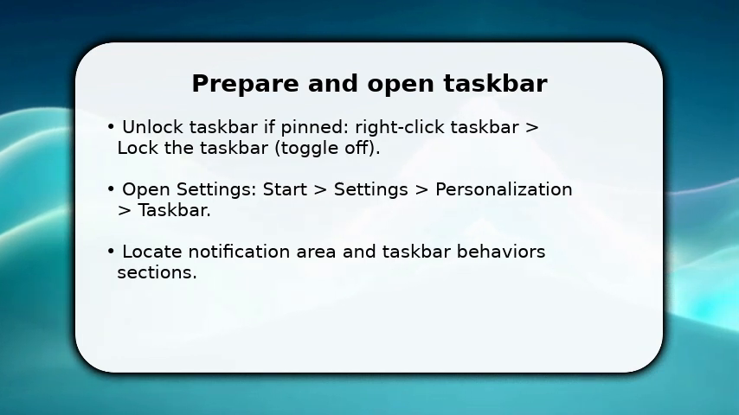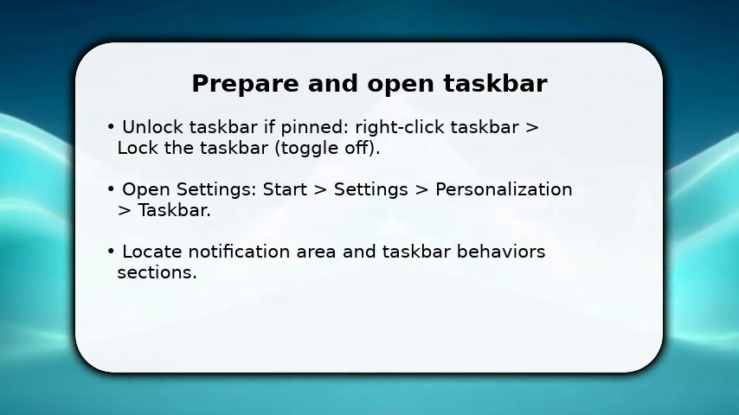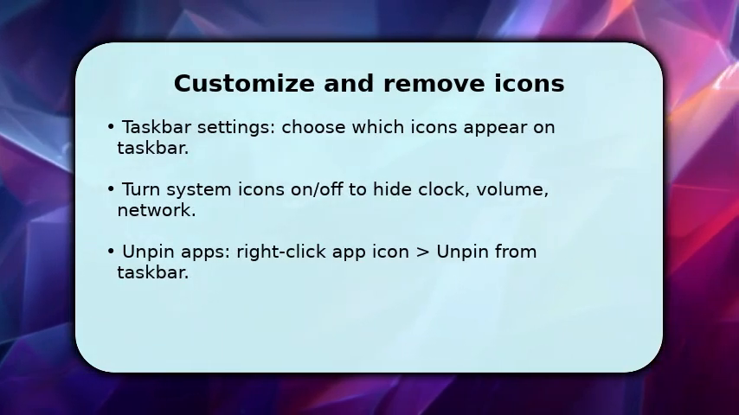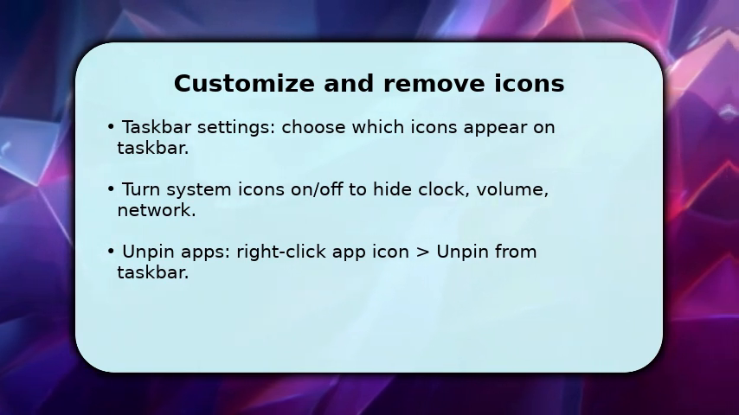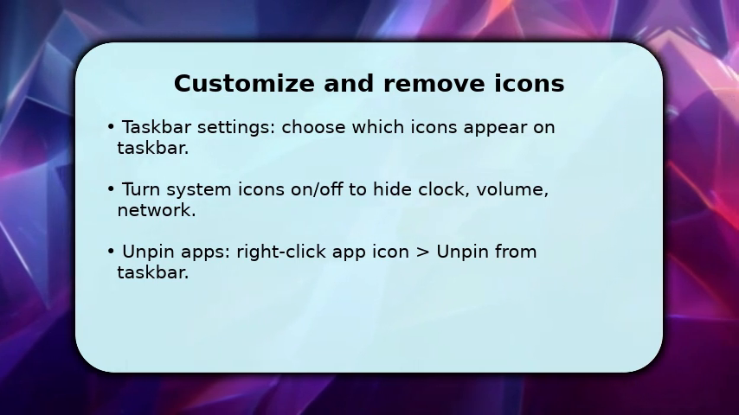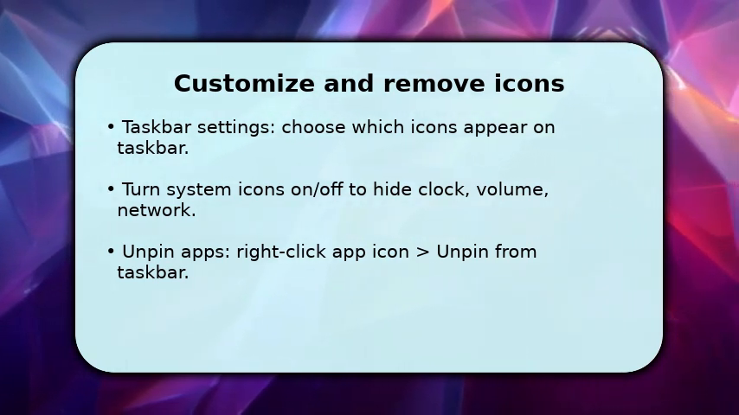Now, right-click any icon you want to remove and watch for quick remove or unpin options before moving to deeper settings. Continue by turning off specific items in taskbar settings. Open, select which icons appear on the taskbar, and toggle off the ones you don't want. For built-in items, use turn system icons on or off to hide clock, volume, or network. This removes their icons permanently from view.